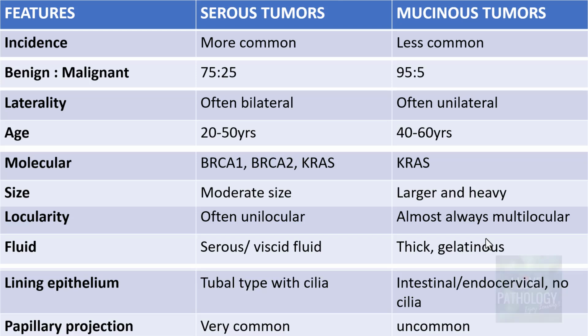Lining epithelium of serous tumors, we know that they are lined by columnar epithelium with cilia, whereas mucinous tumors can be lined either by gastric or intestinal or endocervical epithelium, but you don't find cilia. Papillary projections are very common in serous tumors, uncommon in mucinous tumors. These are the general differences between serous and mucinous tumors of the ovary.